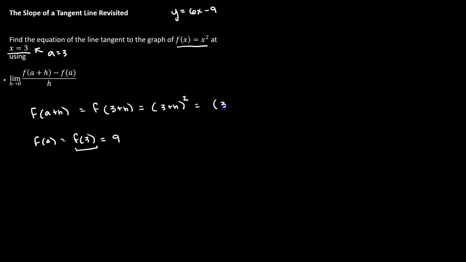So remember that this is actually a binomial squared, which means we need to FOIL this, or we need to remember the pattern for a perfect square binomial. I happen to remember that pattern. It's the first term squared, so 9, plus 2 times the first term times the second term, so 2 times 3h, and then plus the last term squared. So we really have 9 plus 6h plus h squared.